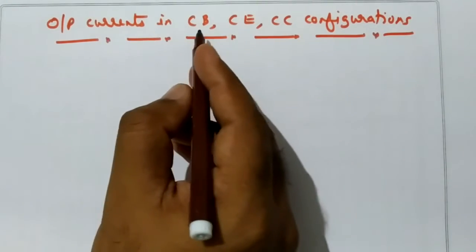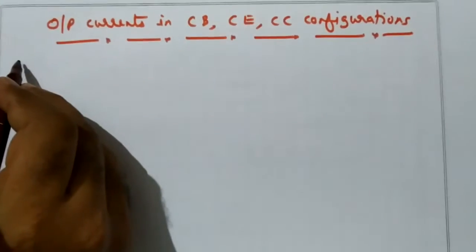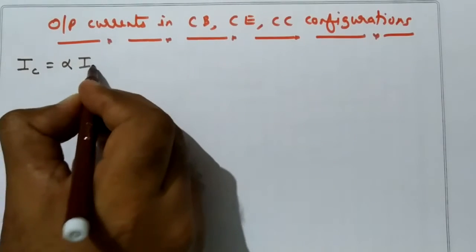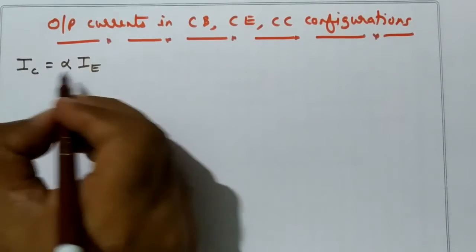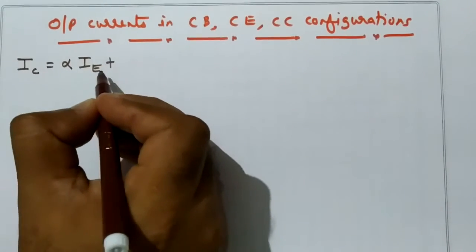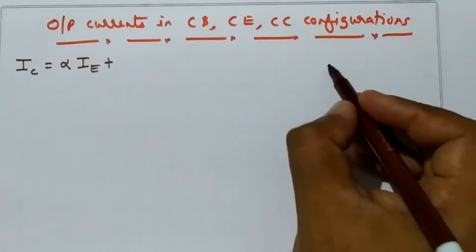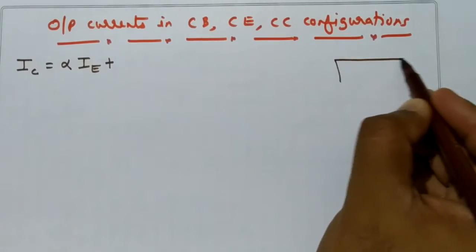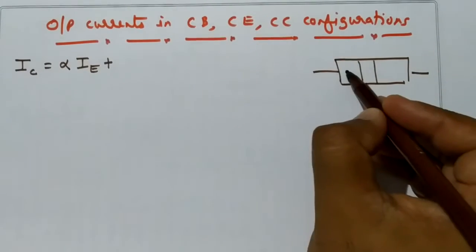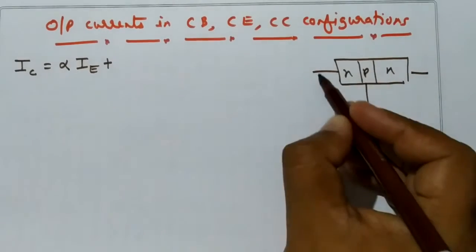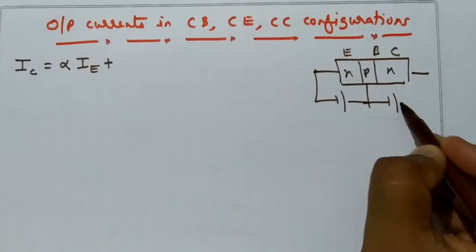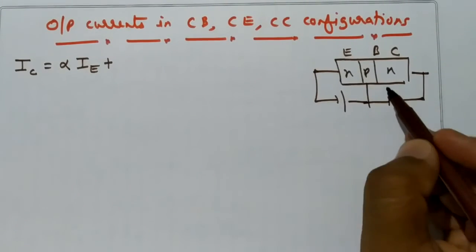In a common base configuration, the output current is the collector current, that is equal to alpha into IE. Output current is equal to the current gain into the input current. Not only this, plus there will be current due to the minority charge carriers, because when we use the transistor, the emitter base junction will be forward biased, and the collector base junction will be reverse biased.